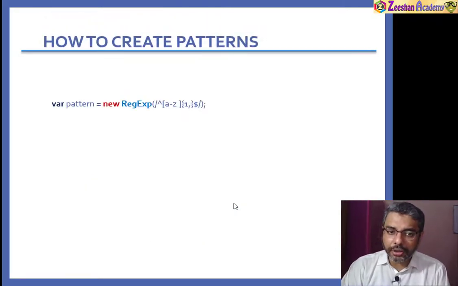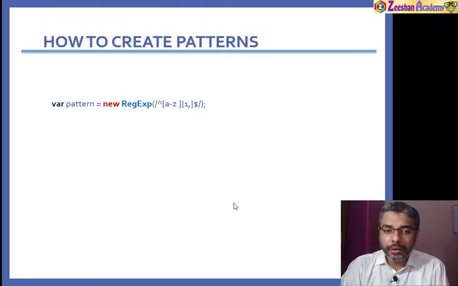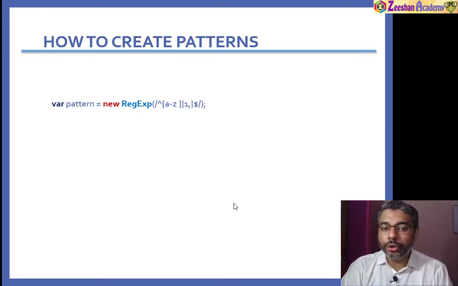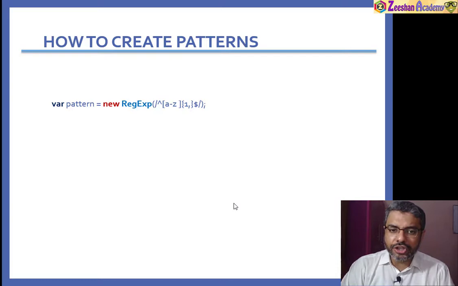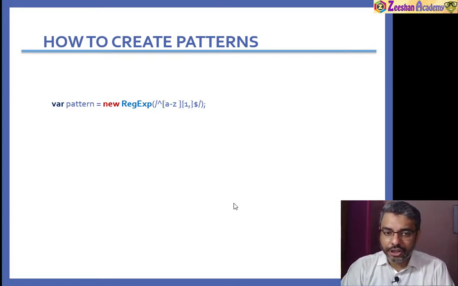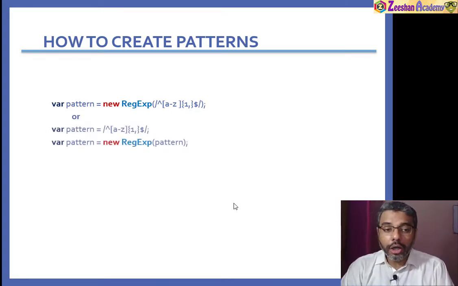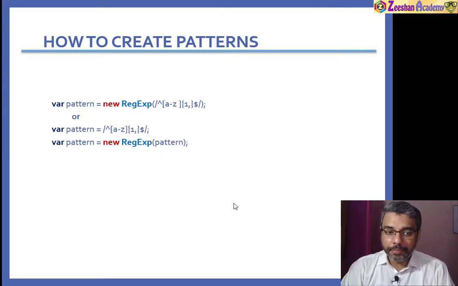How to create a pattern? If you want to create your own pattern, this is how we do it. Variable pattern is equal to new RegExp. Within the brackets, we specify a slash, the caret operator, A to Z, 1 comma, dollar, and the expression closes. So we have defined a new expression here.